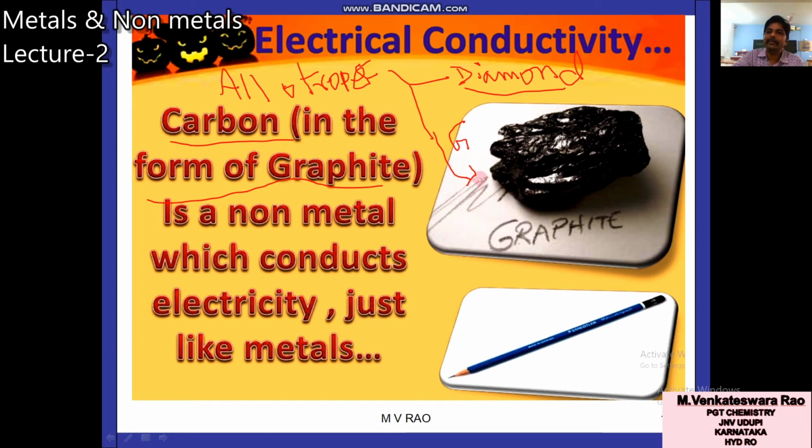So what is one use of graphite? Graphite is used in lead pencils. Lead pencils contain a mixture of graphite and clay.